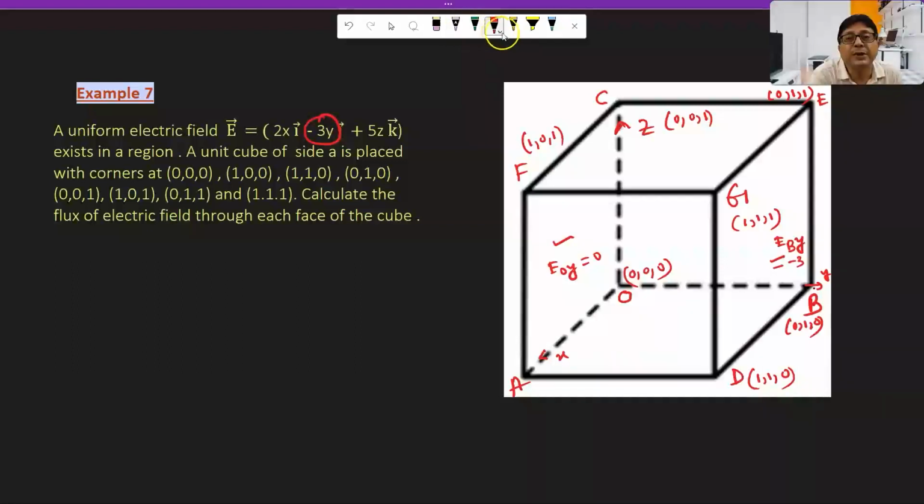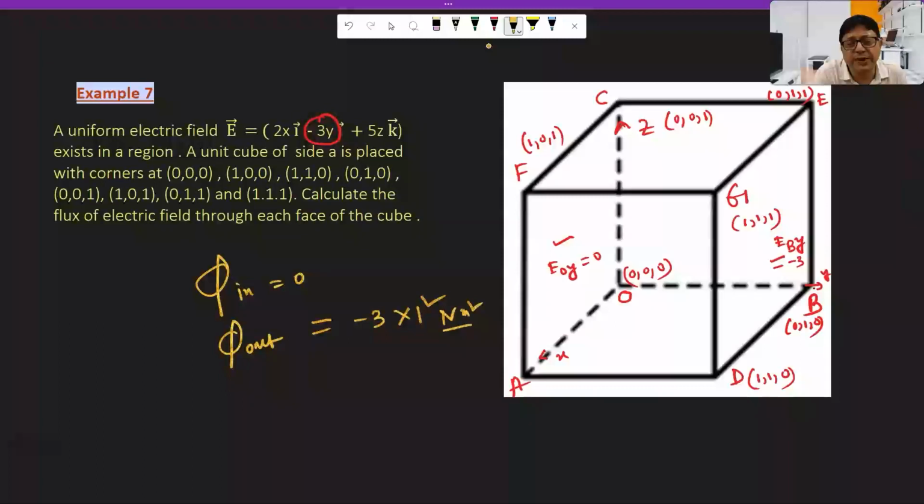So if you just calculate along this axis, then phi in equal to 0. Phi out will be what? Minus 3, unit cube. So area is 1 Newton meter square per coulomb. What is the significance? The significance is that electric field is directed right to left. So this is for inward flux. That's why it is negative. But outward flux is 0. Here we cannot decide this.